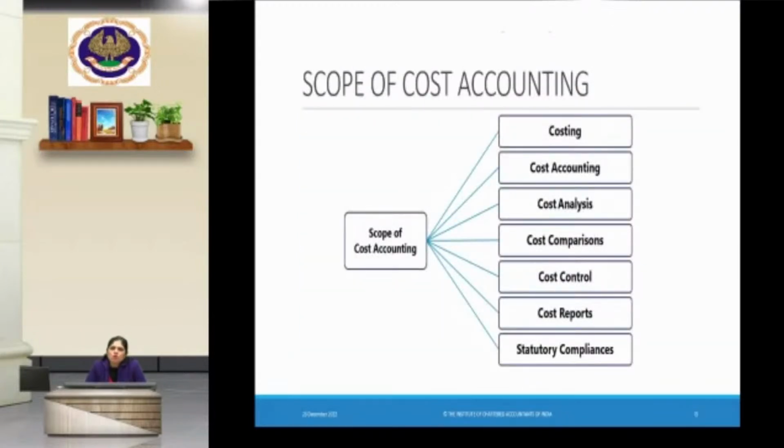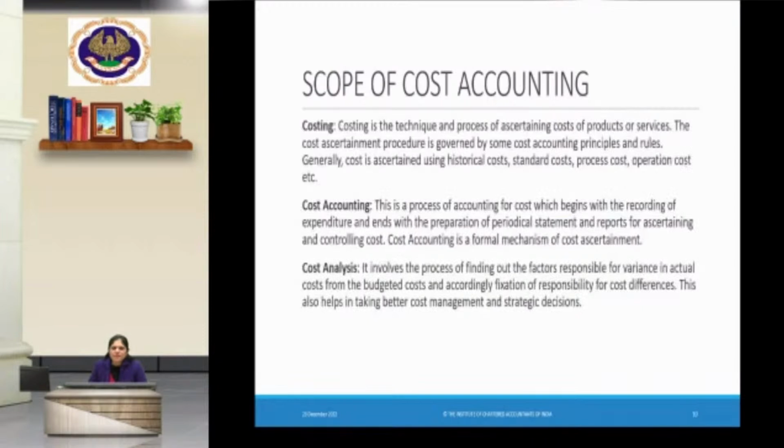Then we're moving to the scope of cost accounting. For costing purposes, we have already done these concepts in the previous slides: costing, cost accounting, cost analysis, cost comparisons, cost control. Again, we have just done cost reports, all those statements and reports which the management always asks for decision making, and of course statutory compliances. What all costing compliances we require from the government or from the act, all that we're going to understand here.